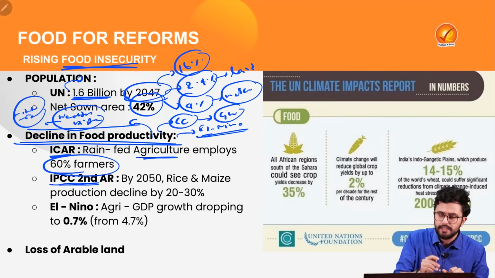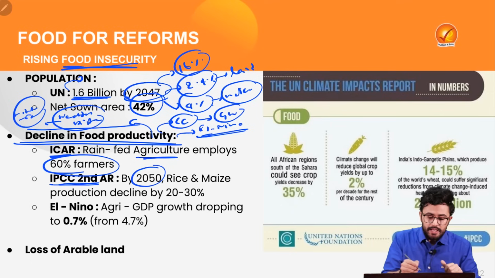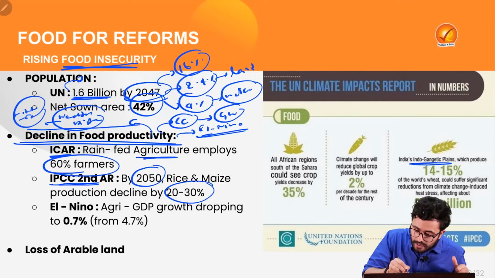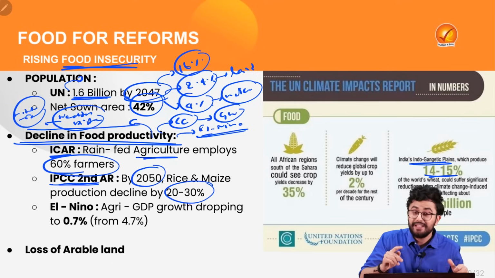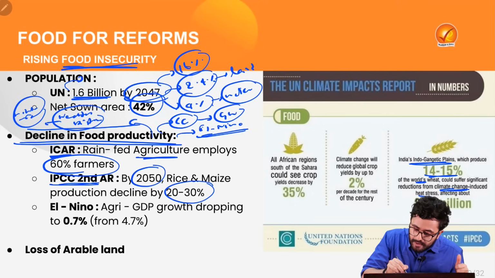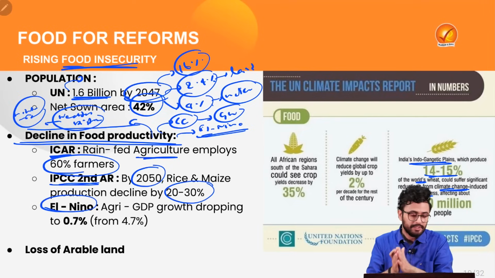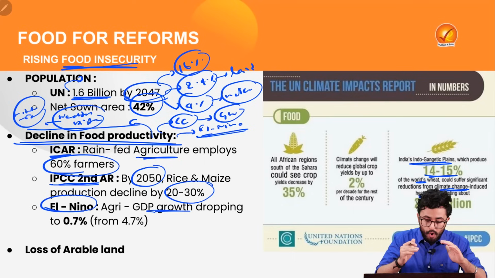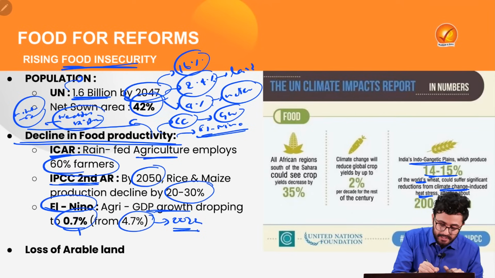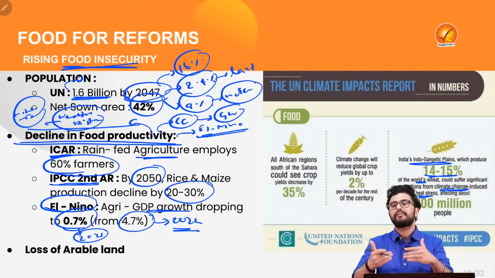Then, as per the IPCC second AR report, by 2050, rice and maize production in our country is going to decline by 20 to 30%. Also, as per the UN report, India's Indo-Gangetic plains, which produce 14 to 15% of the world's wheat, are going to suffer significantly from climate change-induced heat stress. Then, because of the impact of El Nino, agricultural GDP growth has dropped from 4.7% in 2022 to a mere 0.7% in 2023. Then, we are also witnessing the loss of arable land, right?